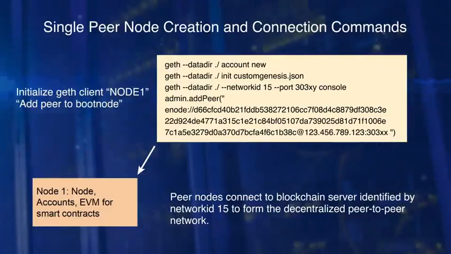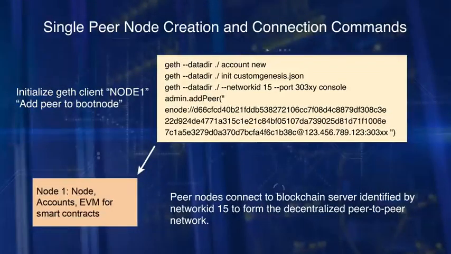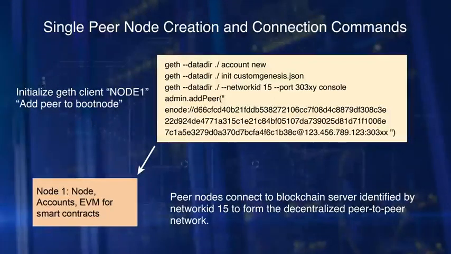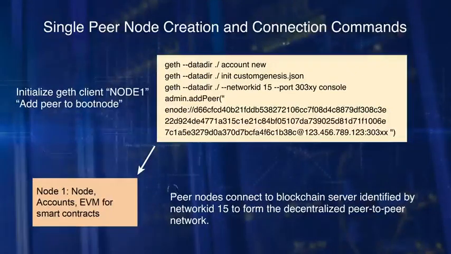Here we are creating node 1 and adding it as a peer node to the boot node we created earlier. After creation of this node, observe that we are using the admin API's addPeer command, the fourth command, and the enode address of the boot node we created earlier. The IP address and the binding port of the boot node, 303XX, which represents the port number of the original node, node 0, that we created. This is how peer nodes are created and connected to join the blockchain network.